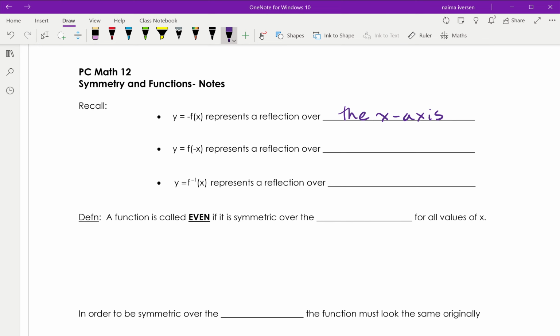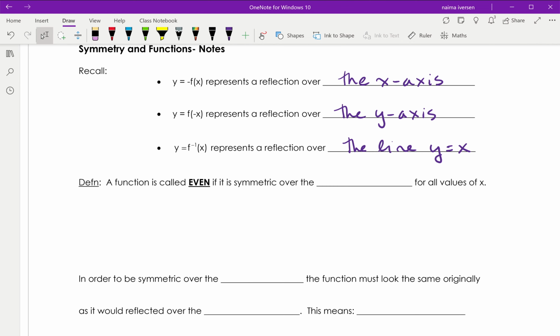y value by -1. Y equals f of negative x represents a reflection over the y-axis because we're multiplying our x values by -1, which reflects it over the y-axis. Y equals f inverse of x represents a reflection over the line y equals x. So these are the three types of reflections that could happen when we are dealing with symmetry and functions.